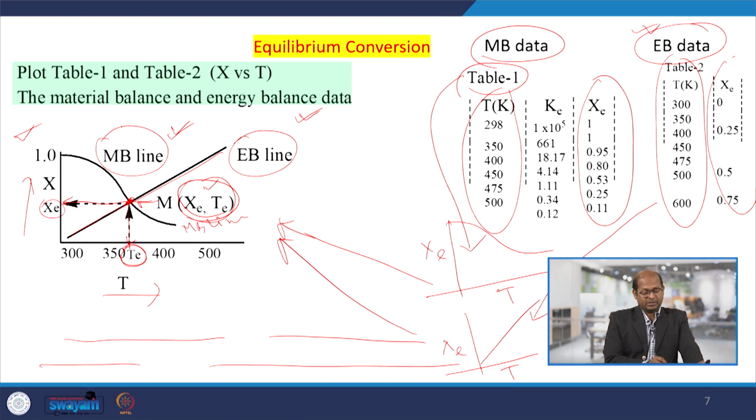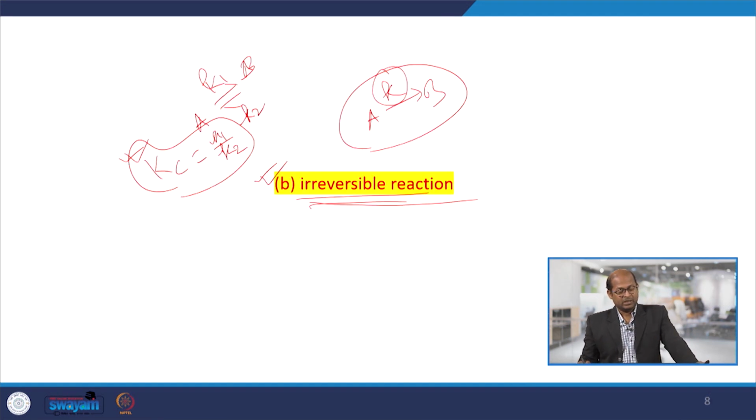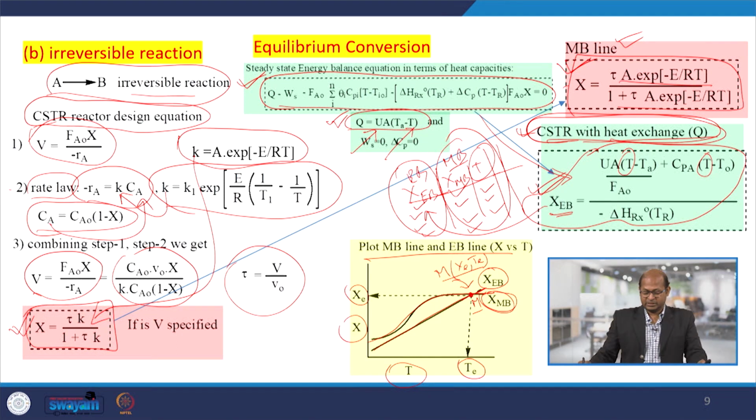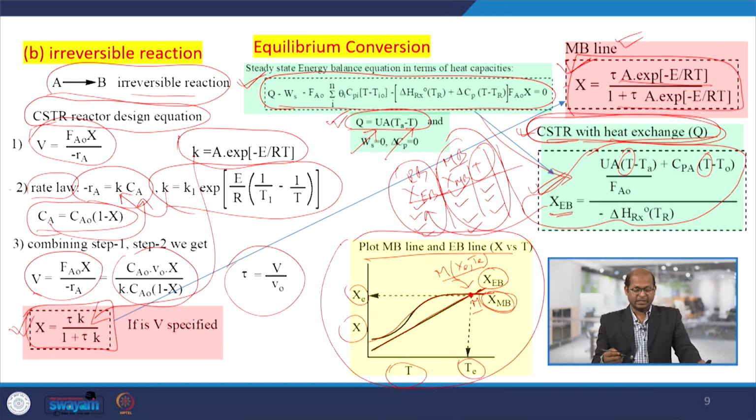This is for reversible reactions. The nature of the energy balance and material balance we have discussed, and also for irreversible reactions. So how do the energy balance and material balance lines look to get equilibrium conversions under those conditions, or reacting temperature, let us say with heat exchange? From the plots we can get an idea of the maximum conversions, or equilibrium conversion, under what temperatures. That we can easily predict.